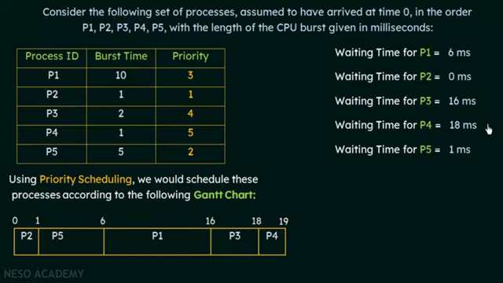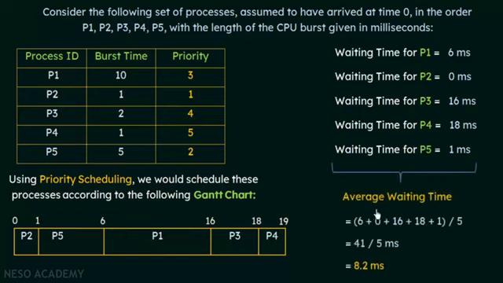So what is the total and average waiting time for this? The average waiting time will be 6 plus 0 plus 16 plus 18 plus 1 divided by the number of processes, which is 5, which gives us 41 divided by 5, which is 8.2 milliseconds. So the average waiting time for this set of processes when they follow priority scheduling is 8.2 milliseconds.